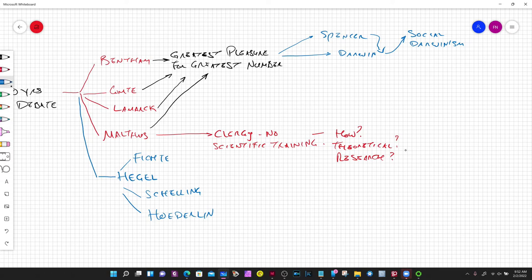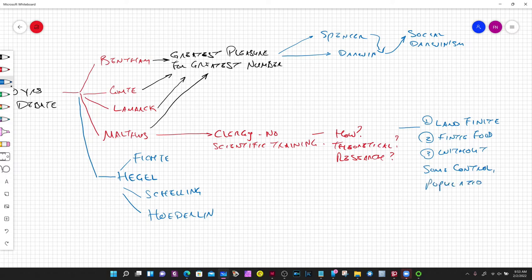And the core of what he's saying does have some truth. One, there's a finite amount of land. Two, a finite amount of food can be produced. Three, without some control, population will exceed food. And yes, by the way, we're temporarily leaving Kant out of this discussion. So on the one hand, this is all true.